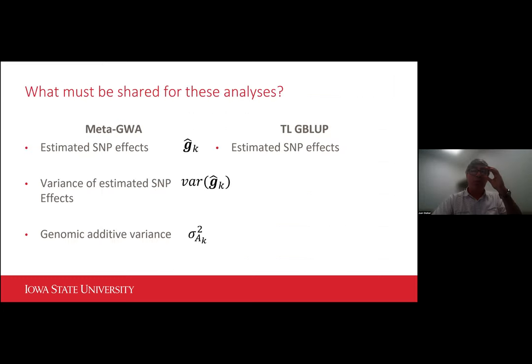So what has to be shared to do this analysis? For meta GWAS, more has to be shared than for the transfer learning that I showed. For the transfer learning that I showed, only the estimated SNP effects have to be shared. For meta GWAS, not only the estimated SNP effects, but also the estimated genetic variances from each population, and those test denominators are key. Without sharing those, you cannot perform a meaningful meta GWAS from GBLUP models. So from this point of view, transfer learning or this meta GBLUP is easier than a meta GWAS.